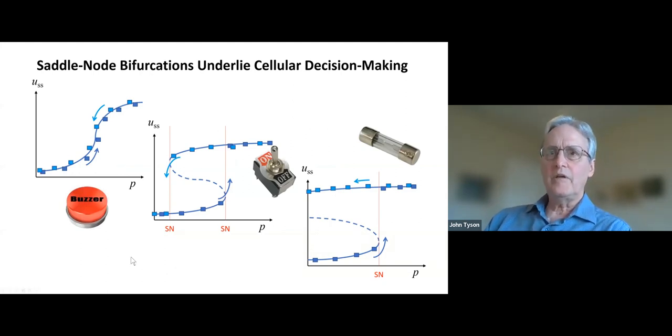Now, there don't have to be bifurcations. It could be that as you increase the parameter, there's just a smooth change from maybe lower steady states to higher steady states. It could be quite abrupt. It could be very sigmoidal in shape. But in this case, the transition is completely reversible. You move up when you go in one direction and you move back down again on the same path in the other direction. I tend to call that a buzzer, as distinct from a toggle switch or a fuse. But these are maybe three different ways that cells can try to make a decision to move from one kind of stable steady state to another kind of steady state.